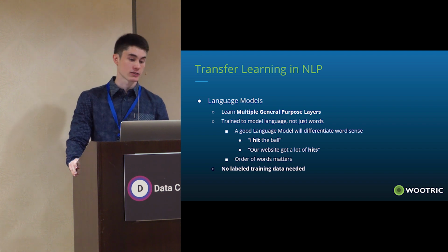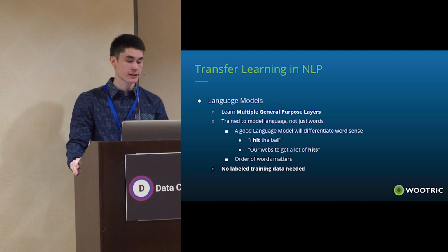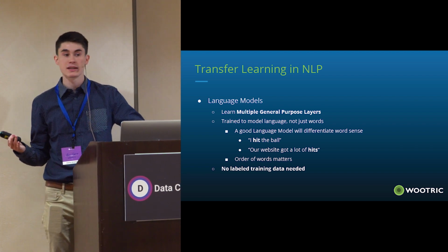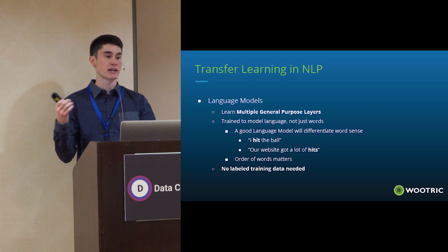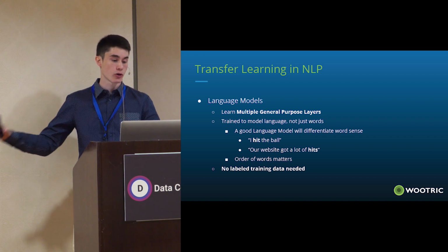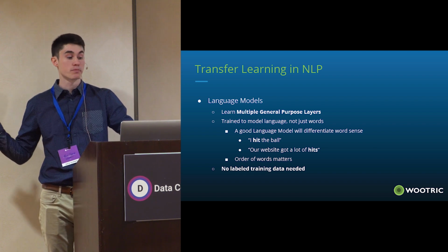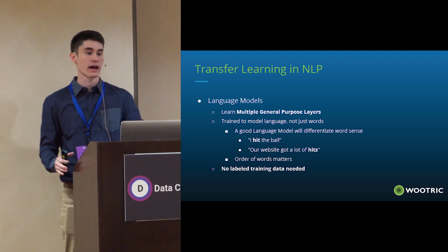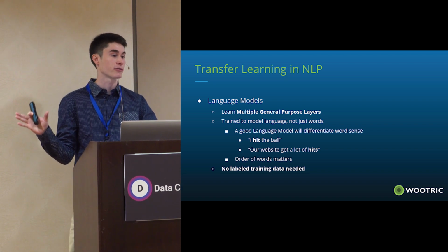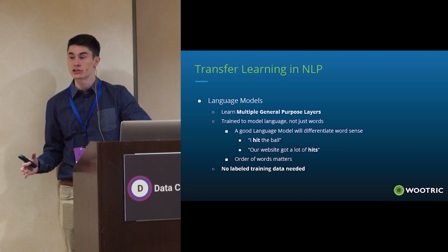In the last year, language models became a source for transfer learning in natural language processing. A language model is a way to predict what words will be mentioned next in a piece of text. We'll go over that later, but the main point about language models is that they learn multiple general purpose layers. So a language model can be an entire model, as opposed to just an embedding layer offered by word vectors. A language model is trained to model language and not just words.